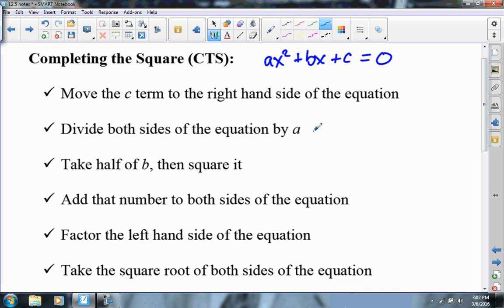Then, to make our perfect square trinomial, we're going to take half of b and square it. That's really the process that makes that binomial of the x squared and the x into a perfect square trinomial. So this is how we make our perfect square trinomial. And then that number that we get when we take half of b and square it, we add that number to both sides of the equation because we want to keep it balanced. And then we'll be able to factor the left-hand side.